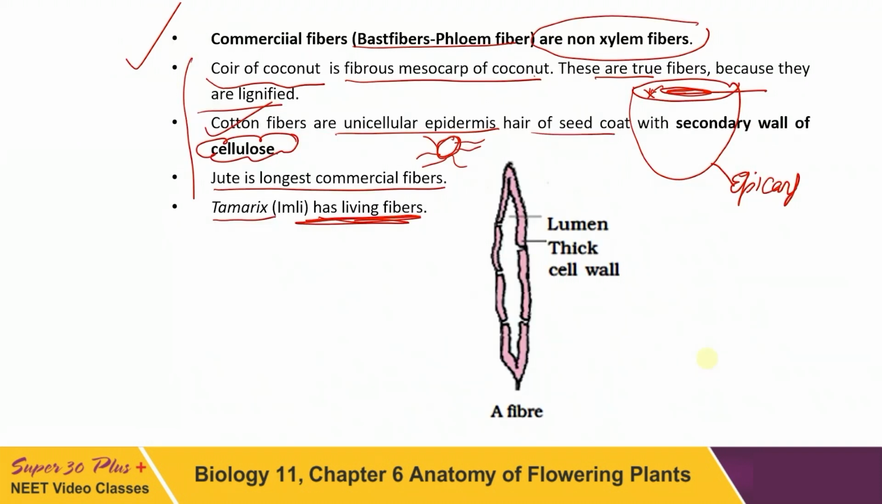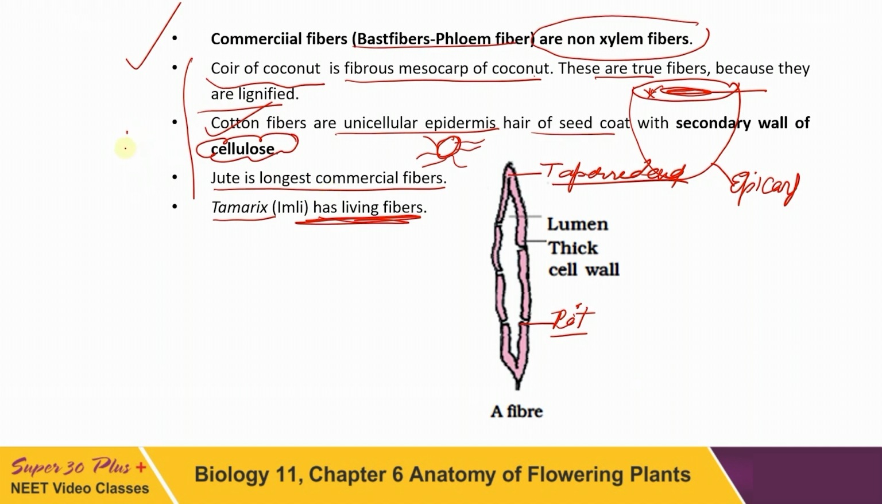Okay, this is the diagram I told you. This is the tapered end, and you can recall it. These are the tapered, pointed ends, and the lumen is there. The pits are there because through pits they will be connected to the other nearby cells. This is a fiber. Jute is the longest fiber.